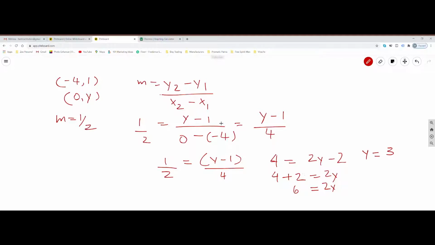So now let's put it back in and see if that gives you a slope of 1 over 2. So you have slope is equal to, so we found y was 3. 3 minus 1 over 0 minus negative 4. So 3 minus 1 is 2, and 0 minus negative 4 is 4, and it reduces down to 1 over 2. So yep, that's correct.